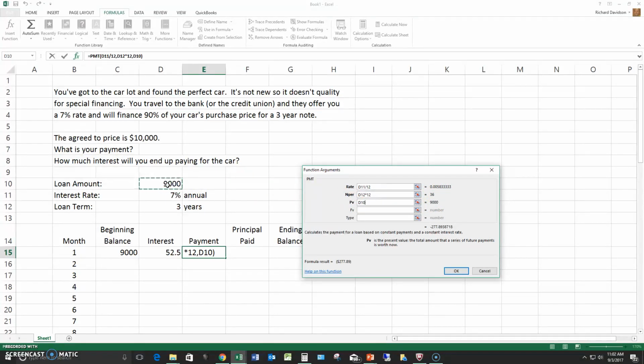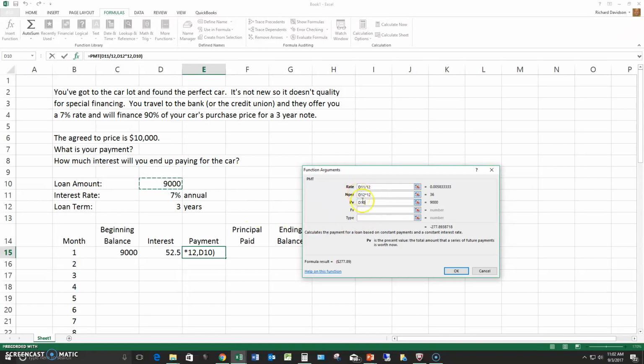It's not the beginning balance each month. It is the amount that we are borrowing because our payment will not change during this 36-month time frame. It will be the same payment the whole time. Now, we want to make this formula dynamic where we can drag it down.